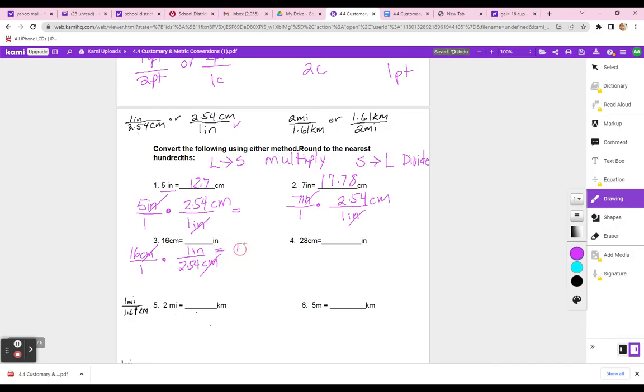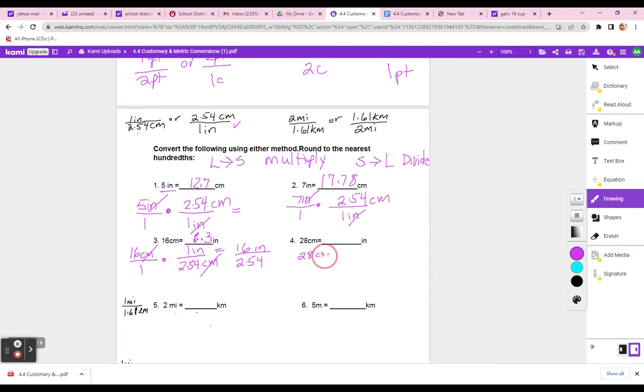And we're going to get 16 on top, 16 inches, divided by, because we did not cancel out the inches, the centimeters are canceled out, so we don't need to write that in. Divided by 2.54. And when you take that and divide them, you're going to get approximately 6.3. All right, why don't you pause the video and try number 4, and then play the video and check your work. I'm going to go ahead and continue.